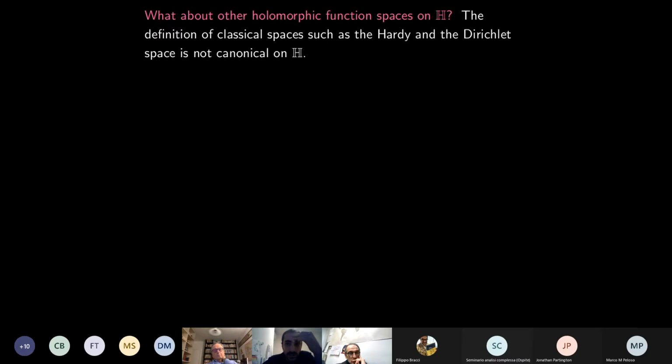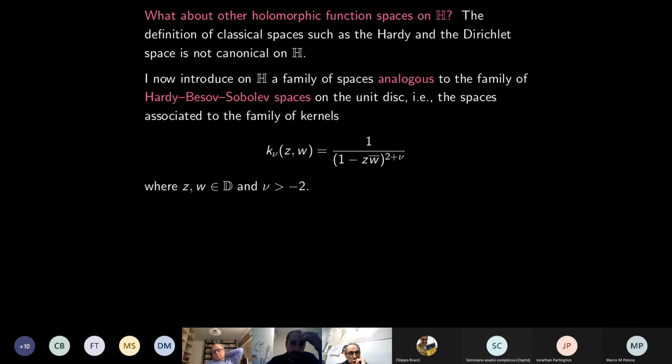They are not trivially defined as the Bergman space. So in the rest of my talk, I will spend my time defining a family of function spaces on the triangle, which is in some sense an analogue of a well-known space of holomorphic functions on the unit disk, known also with the names of Hardy, Bessel, or Sobolev spaces. And with this, I mean the family of holomorphic function spaces associated to this one-parameter family of kernels.